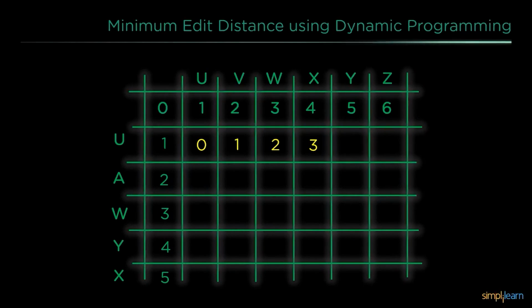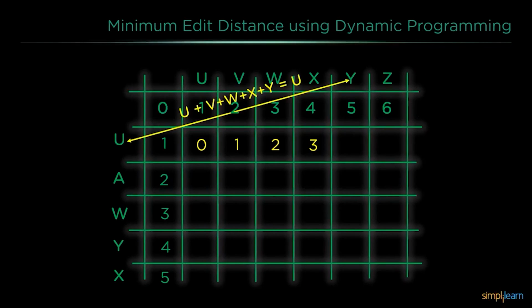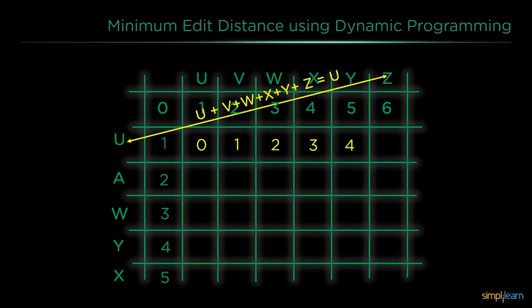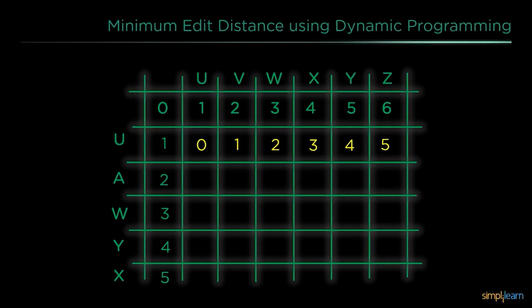If we have U, V, W, X and Y characters in string 1 and U in string 2, we will need to convert them using 4 operations. Next, we will have 6 characters, U, V, W, X, Y and Z, and the U character in string 2. It will take 5 operations to convert them.